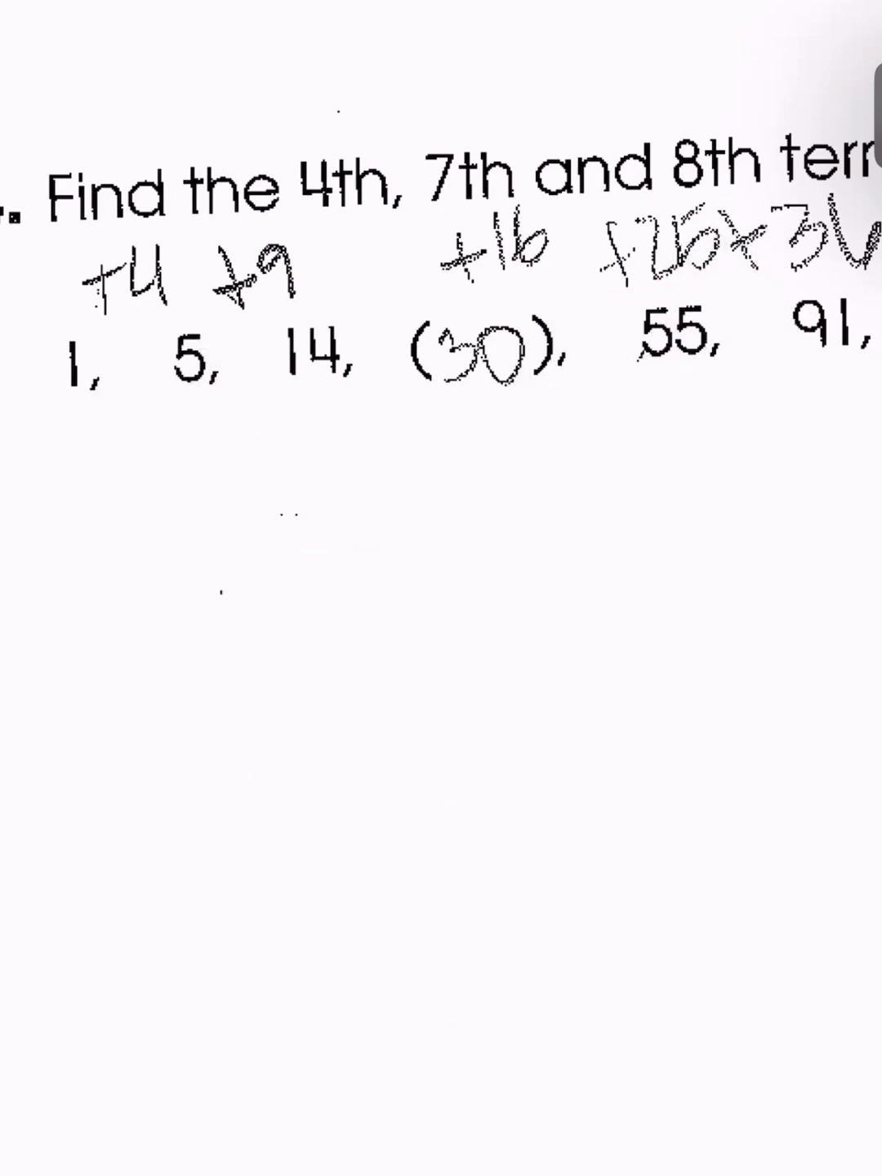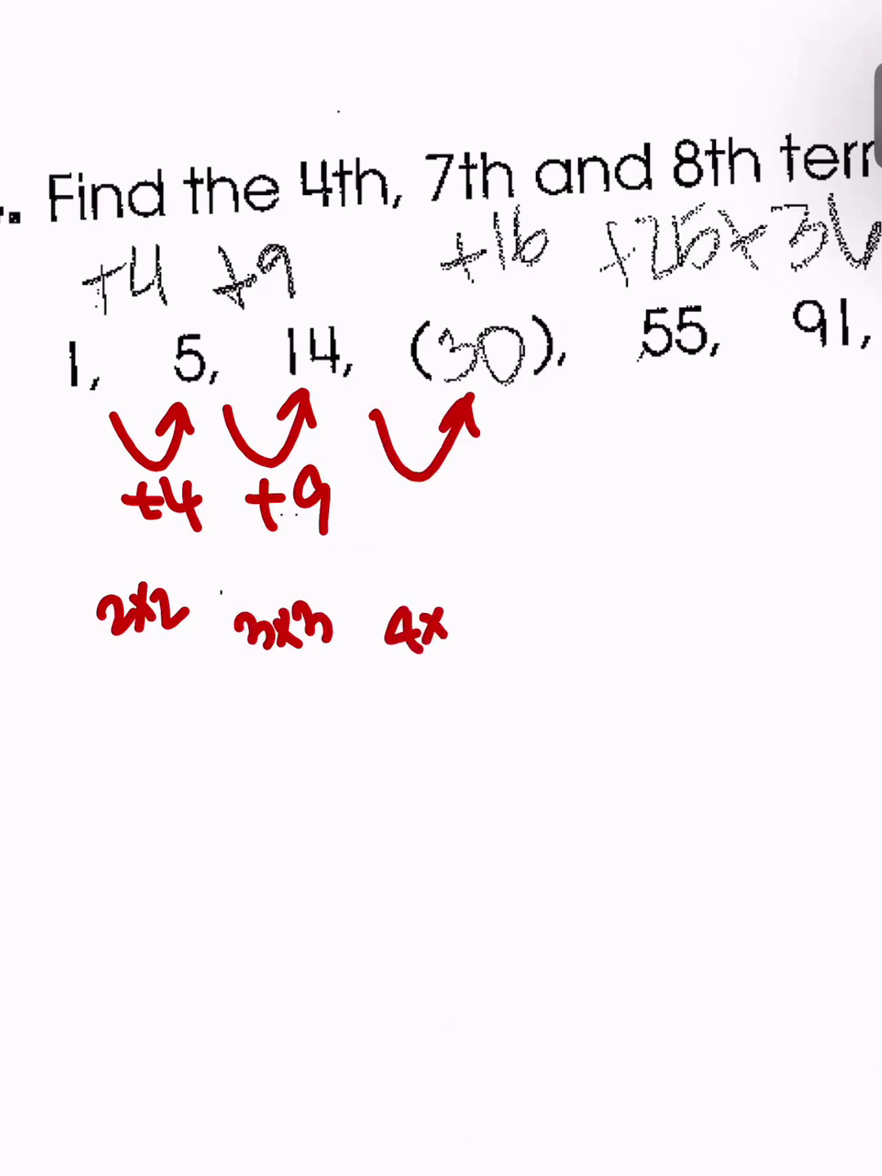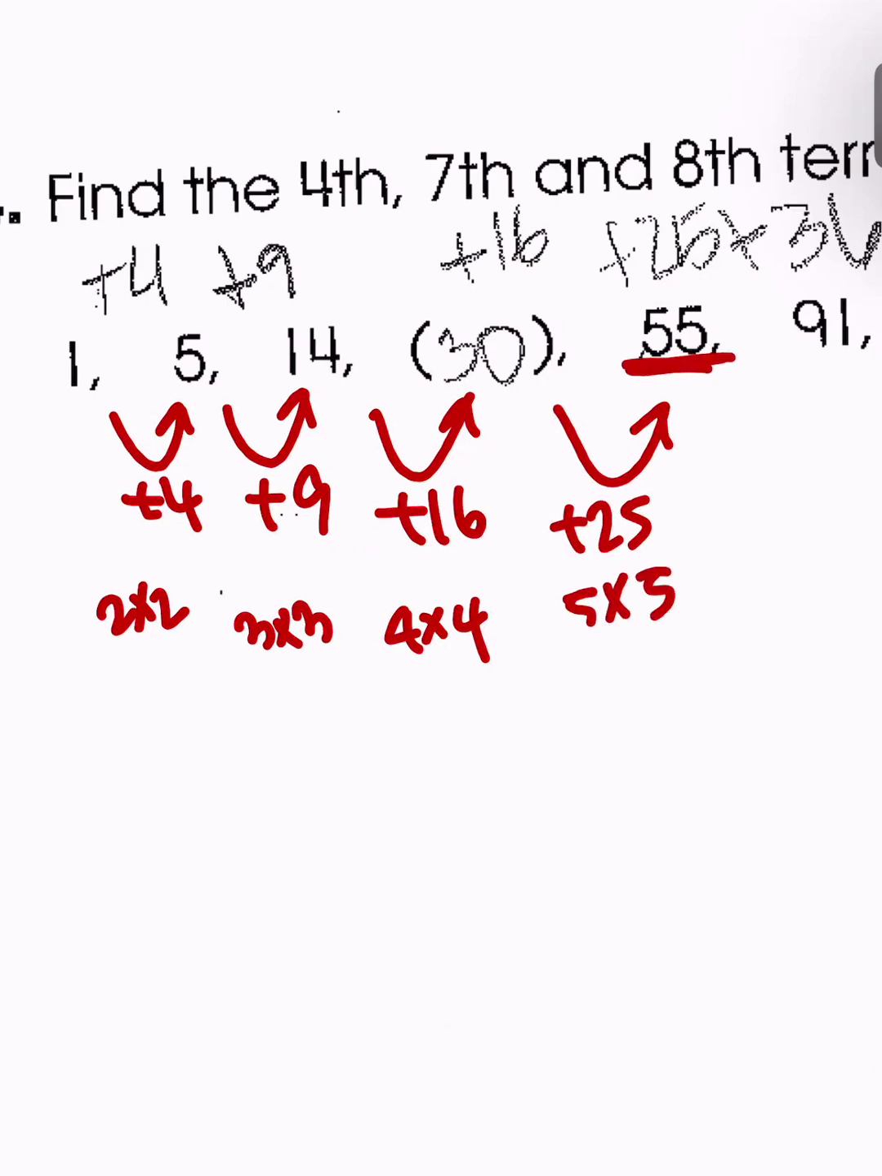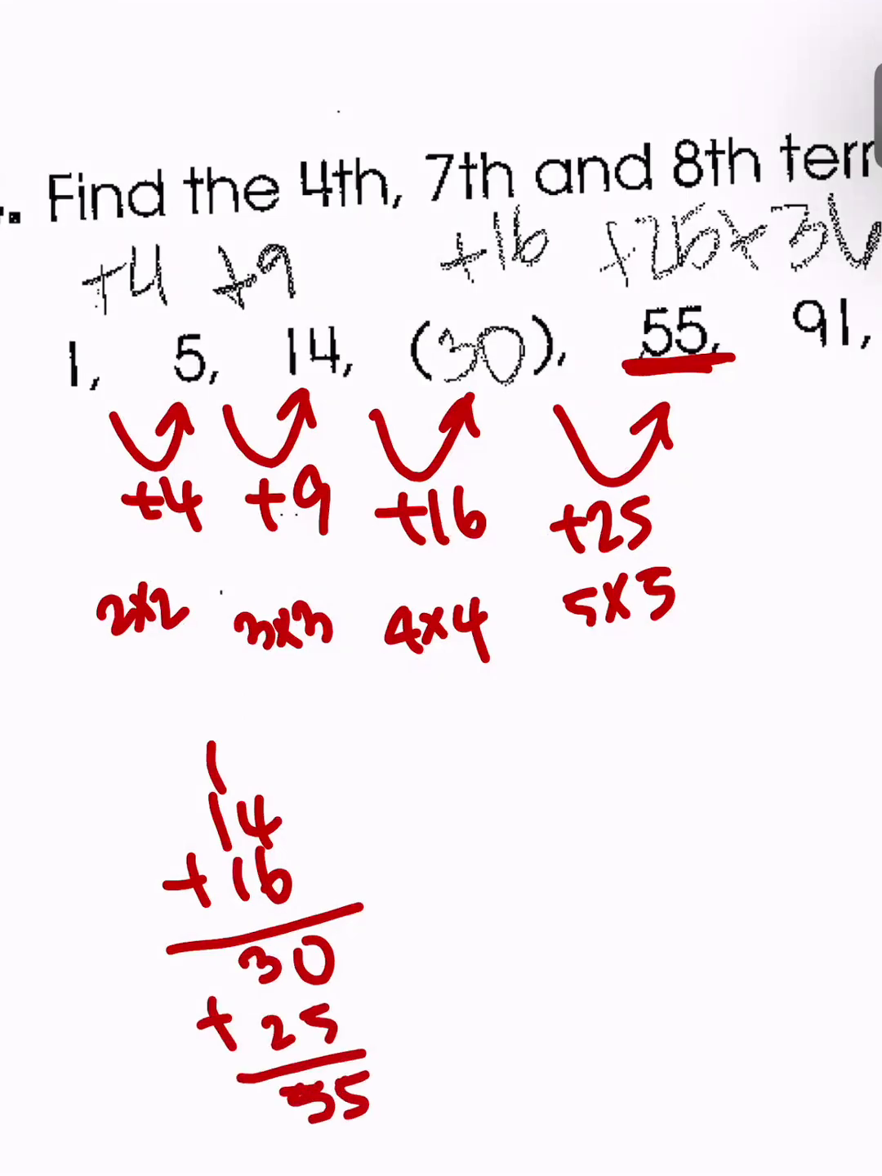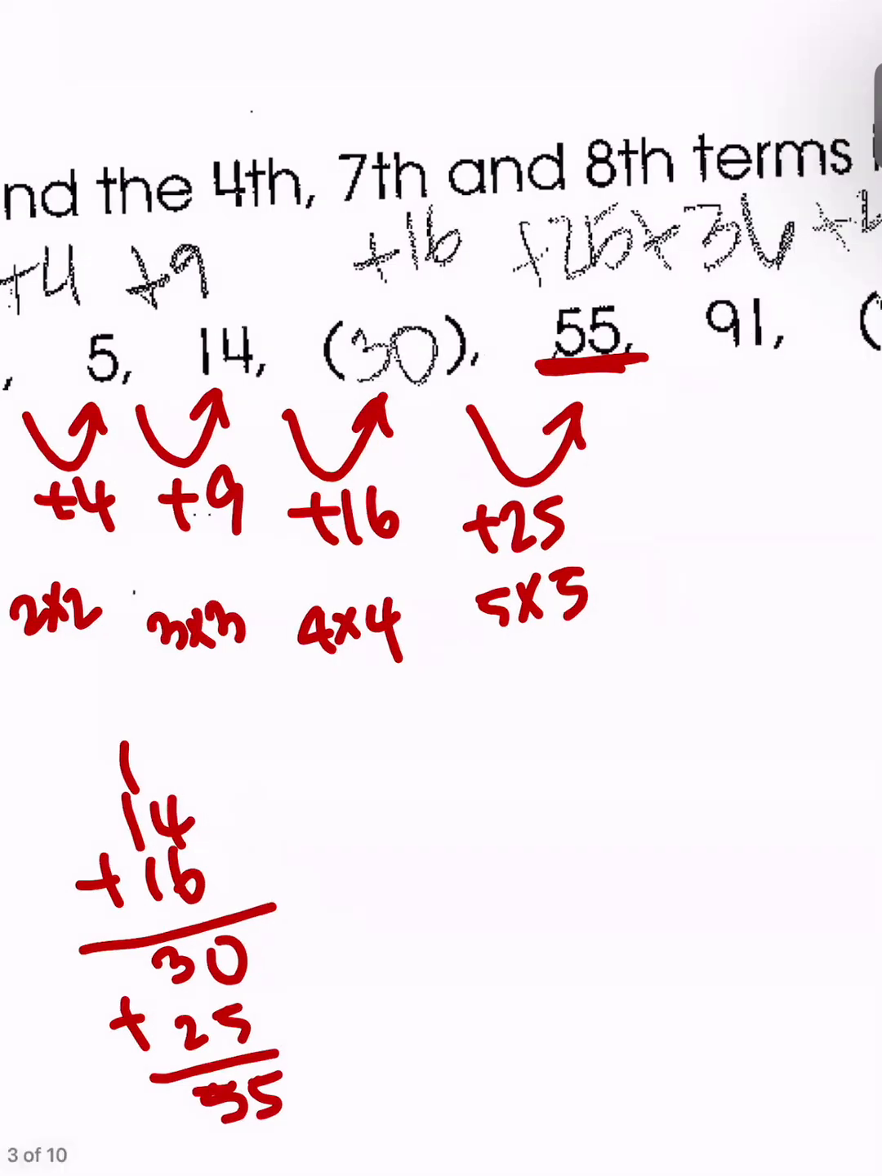Now another way to think of this is we add 4 and we add 9. And 4 and 9 are both square numbers. So this is 2 times 2, 3 times 3. So the next one would be 4 times 4, which is plus 16, and 5 times 5. And so again, we're going to confirm if that is correct by looking at 55. So from 14 to 55, we should have added 16 and 25. And that does give us 55, so we can confirm that this pattern is correct.